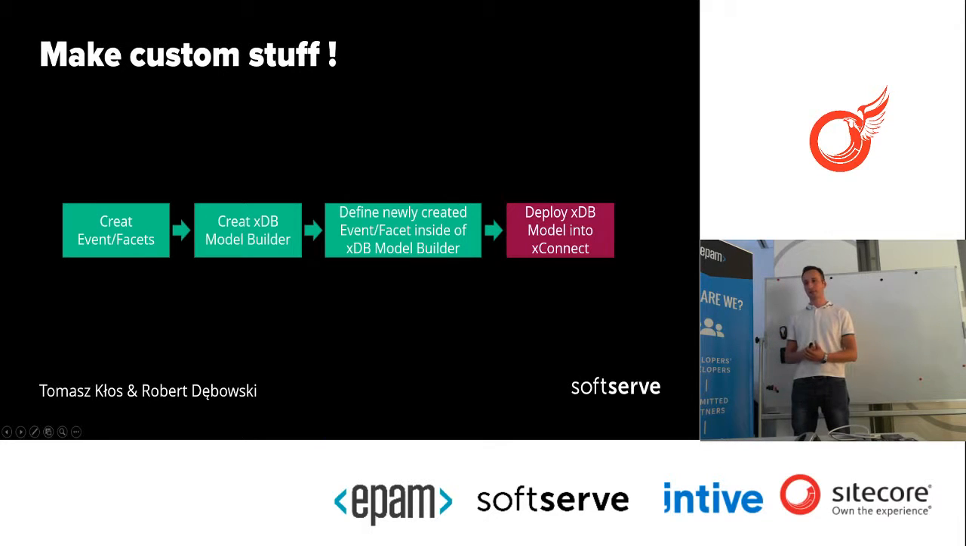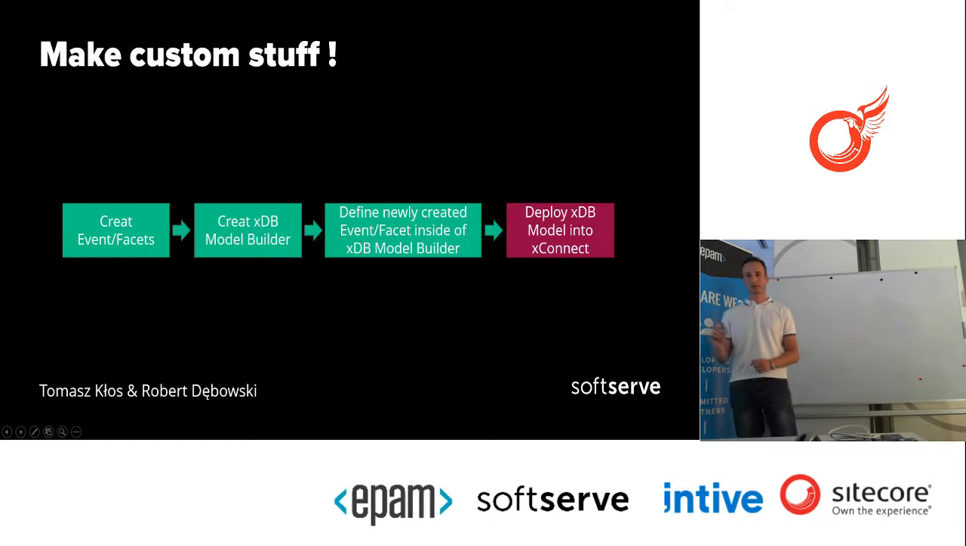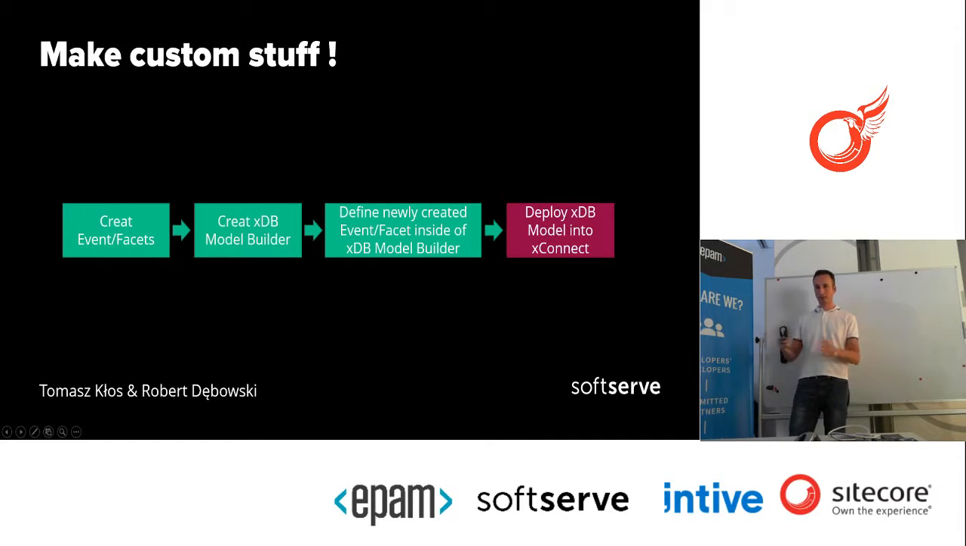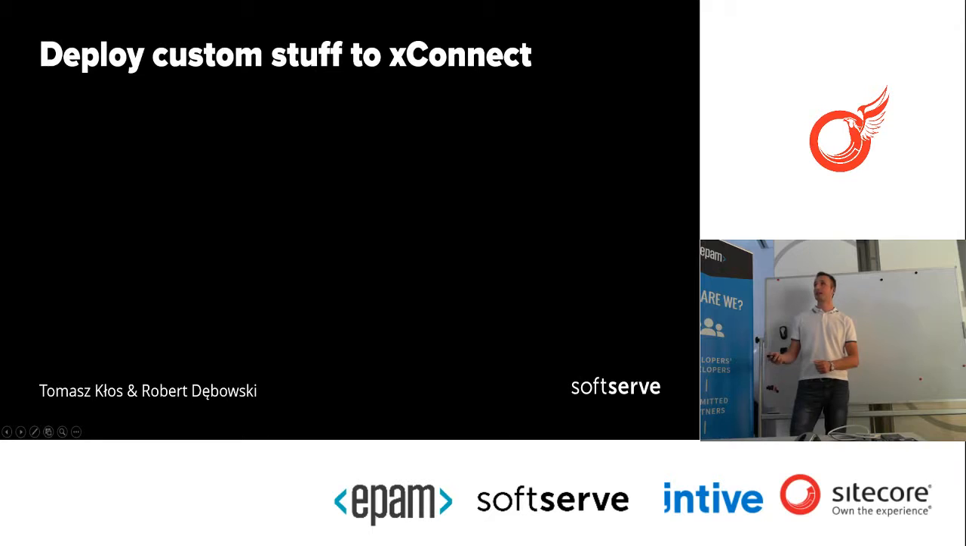If we would like to put something custom to the eXtremeConnect, I highlighted the last block in a different color because in the next slide I would like to describe this action according to the deploying. So we made something like that. We defined inside of the model builder our custom classes. And now we are deploying.